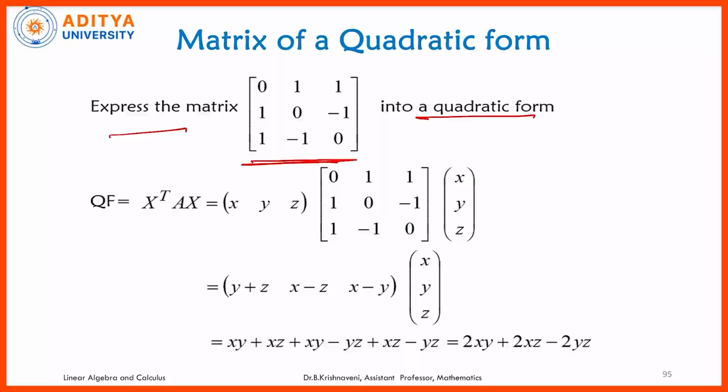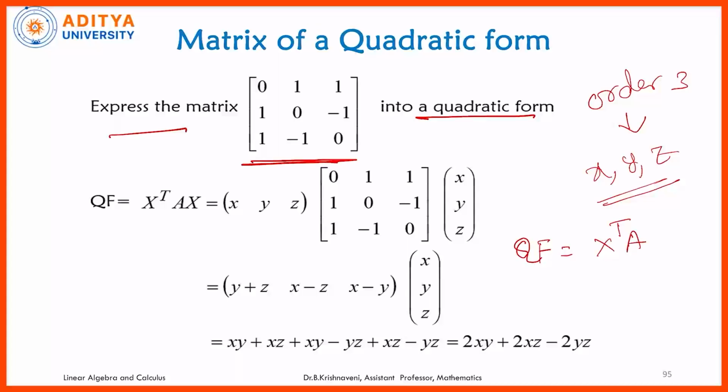If you see this matrix, it is of order 3. So hence, we can say that the quadratic form contains 3 variables. And what is the matrix form of a quadratic form? We can write the quadratic form as x transpose Ax. X is the variable matrix, this is x transpose, and A is the matrix of coefficients. Now by using this, we can find the quadratic form for the given matrix.